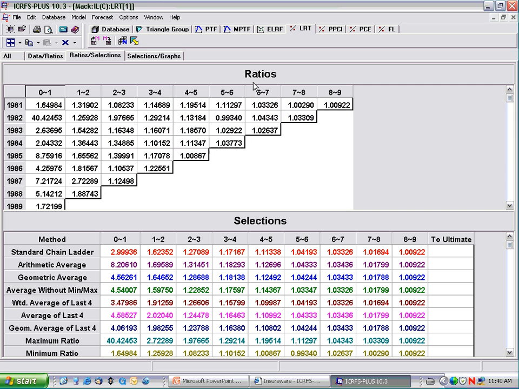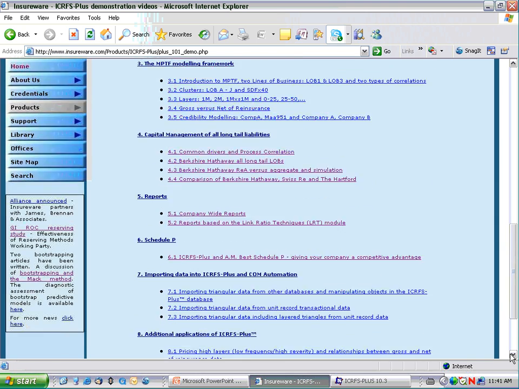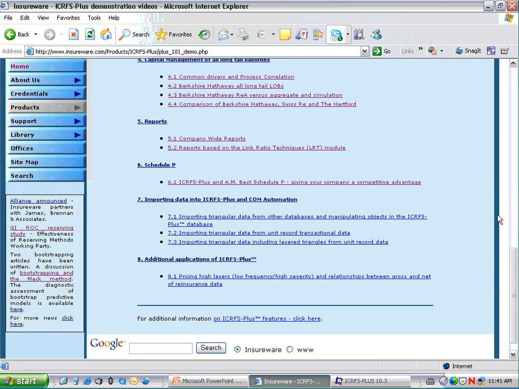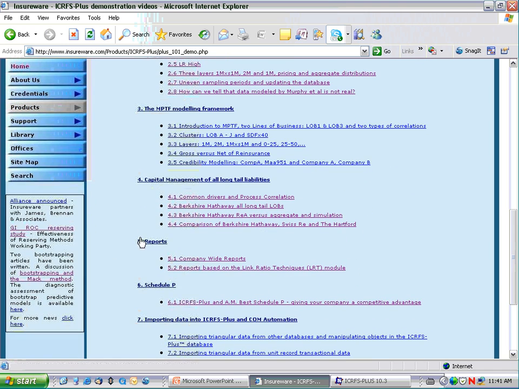You can select from your ratios table, you can select from graphs, you can store, and all this is really discussed in the link ratio techniques demonstration video 1.2, and we go to great length to show you all the features and all the flexibility and also report writing and all those kind of things. And then there's lots of examples, and there's also an example to do with report writing right at the end. Okay, there's reports, number 5, reports based on the link ratio techniques module.